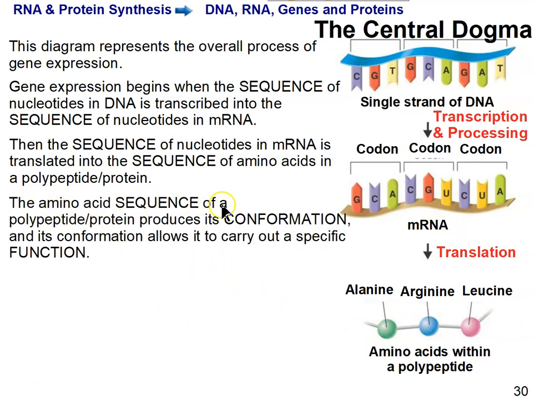And it's the amino acid sequence of a polypeptide or protein that produces its conformation. Remember, conformation is that fancy word for shape. And it's the conformation that allows it to carry out a specific function. This is the relationship, and it's a big idea in biology, if you'll recall, the relationship between structure and function. The structure of the protein, the conformation of the protein, is what gives it its function.